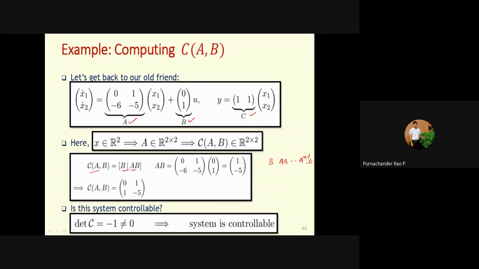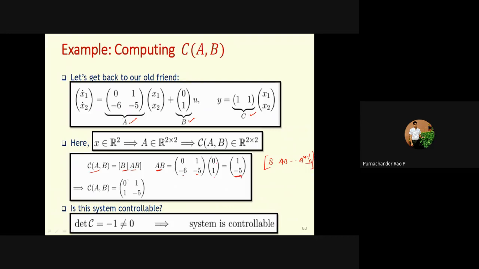So here the order is 2, so 2 minus 1 is 1, so it finishes here. If this is a third order system, 3 minus 1, so that is A squared B. Okay, so first of all, B is B, we know 0 and 1. AB is nothing but this one. We have to calculate the multiplication of matrix A and matrix B. So A is 0 1, minus 6 minus 5, B matrix is 0 1. Just we multiply this, you are going to get 1 and minus 5.